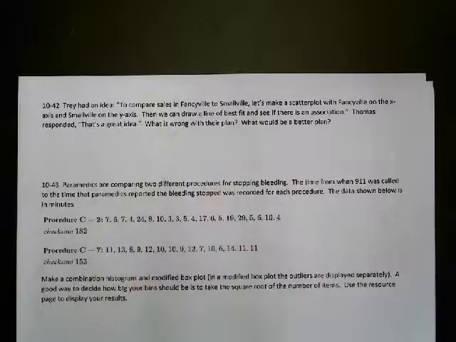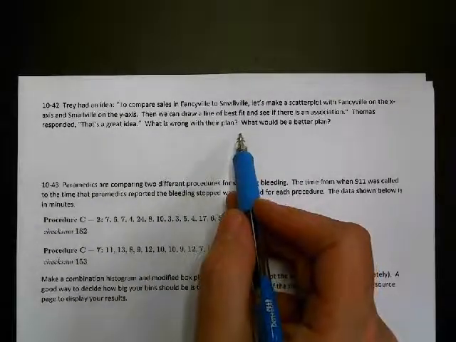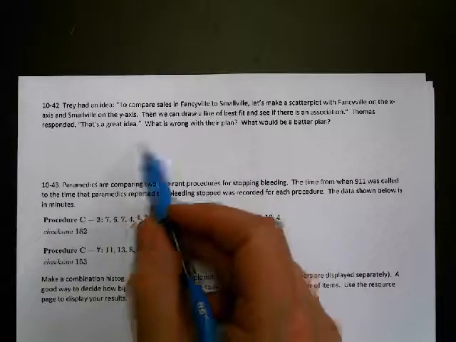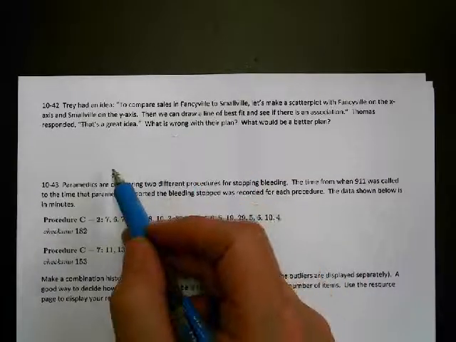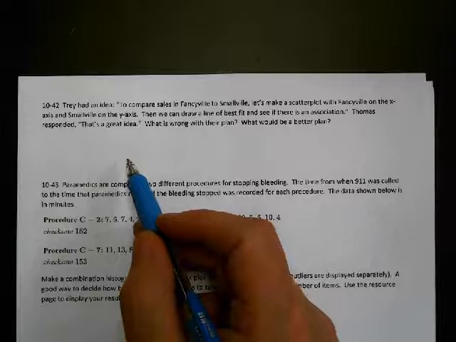Well, the problem with this plan is that, yes, there are technically two variables here. We've got Fancyville and Smallville, but they're comparing different things. Remember, in the last lesson we said that when we are doing a scatter plot, we need to have two variable data. But the variables have to be measuring the same thing. These variables are not measuring the same thing.